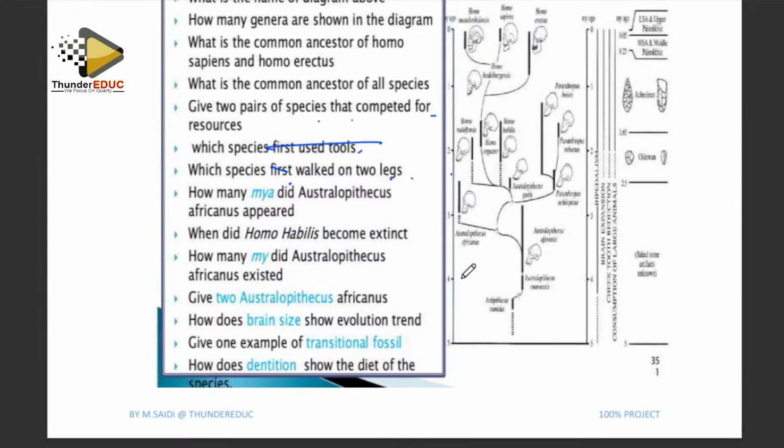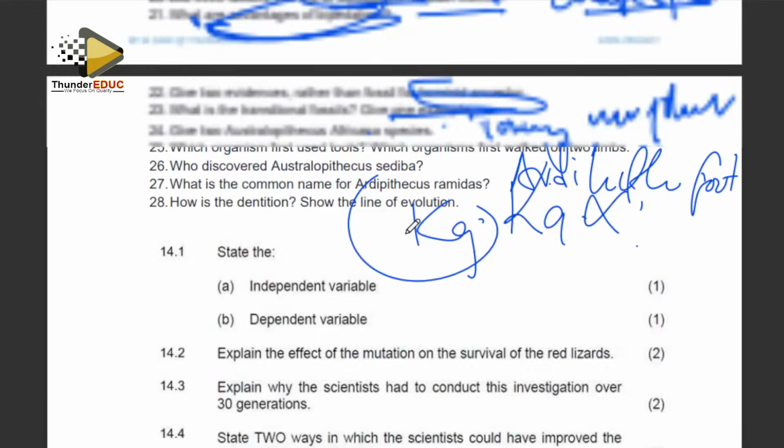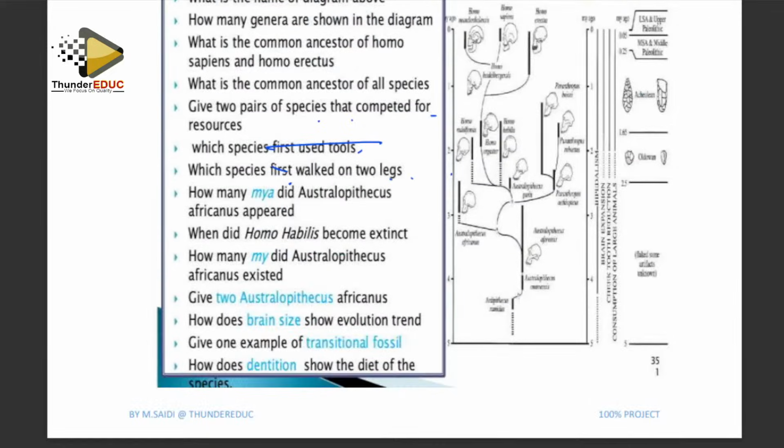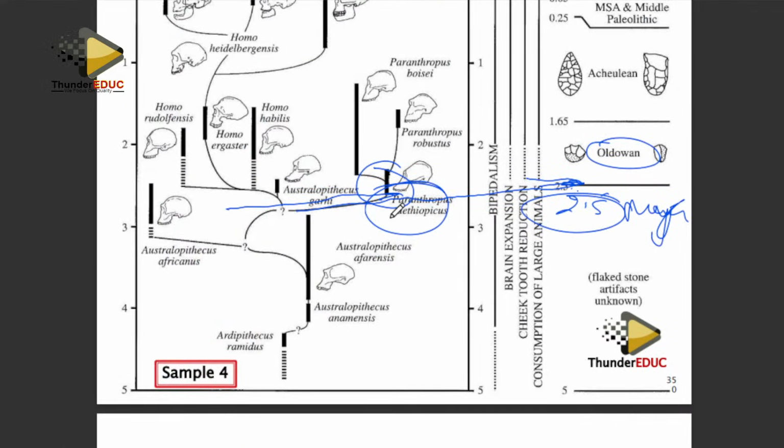When did the Homo habilis become extinct? Let's use this graph. When did it become extinct? Let's check and see. Homo habilis.